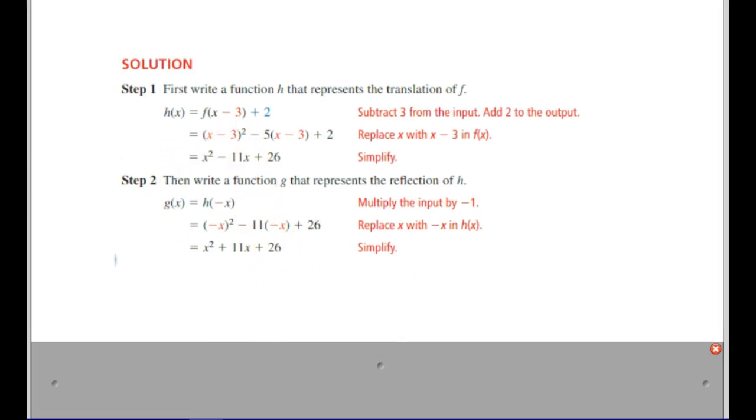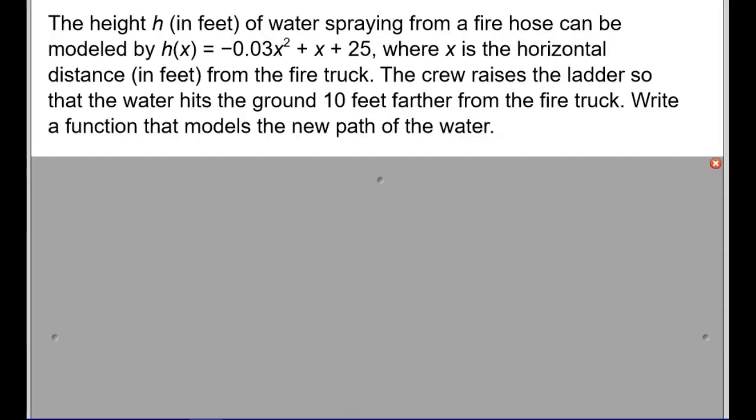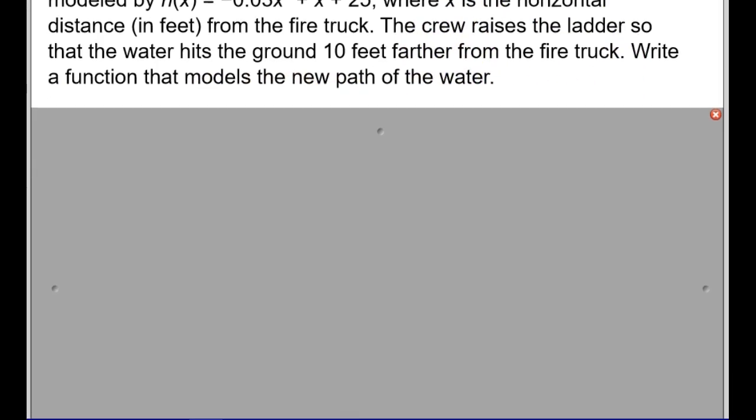First I always want to look at things in little steps and see what I can come up with. So here's our modeling, right? We always want to apply these to real world situations and look at what they look like with word problems. The height in feet of water spraying from a fire hose can be modeled by h of x equals negative 0.3x squared plus x plus 25, where x is the horizontal distance in feet from the fire truck. The crew raises the ladder so that the water hits the ground 10 feet further from the fire truck. Write a function that models the new path of the water.